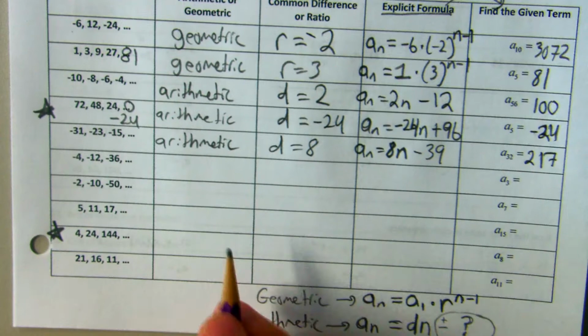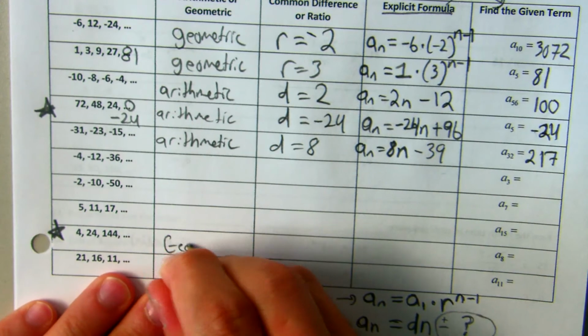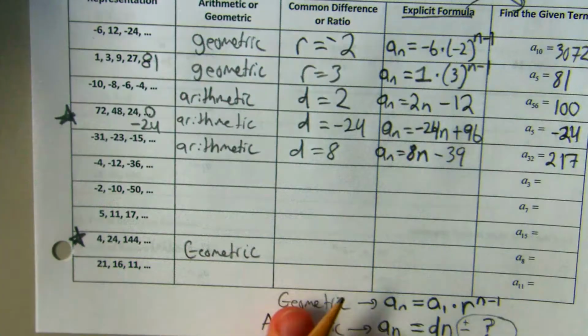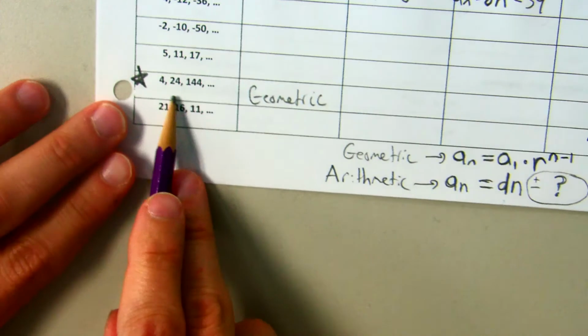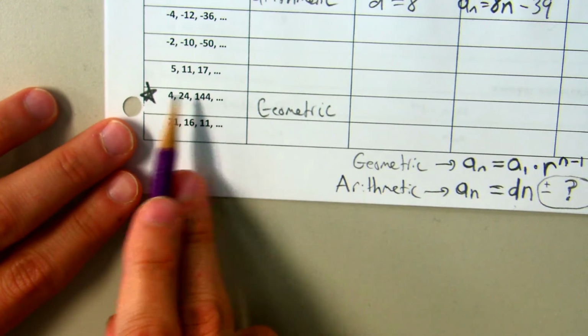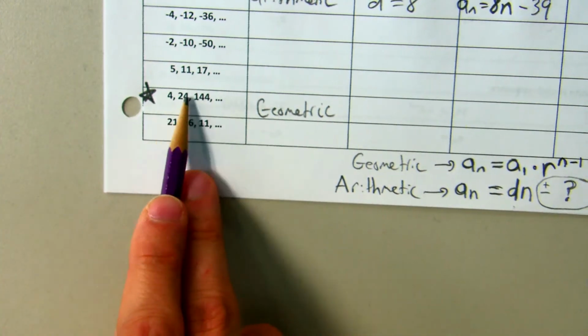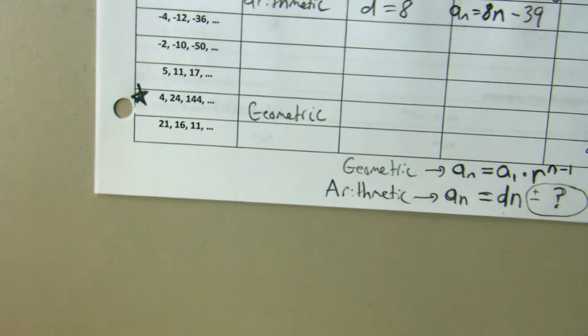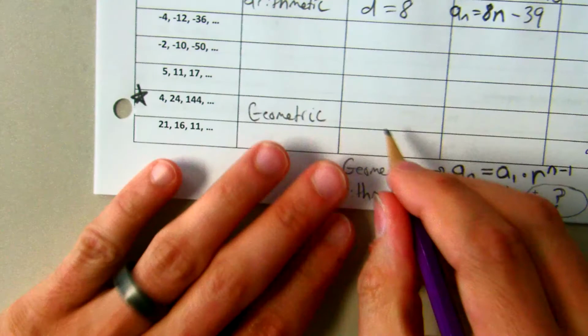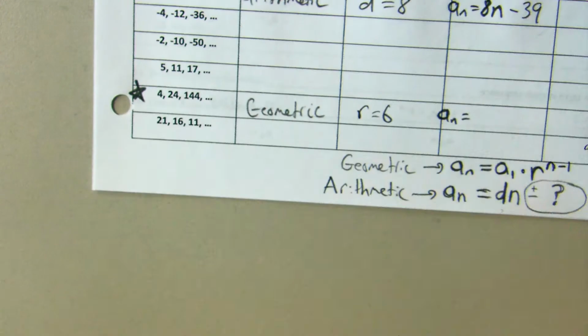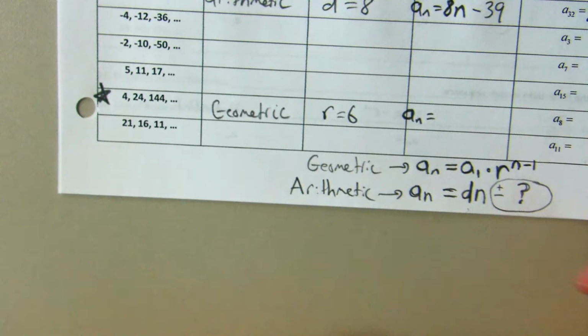Alright, down here, this one was geometric. Sometimes if you suspect that it's geometric, but you're not sure what the common ratio is, just take the second term divided by the first term, and that would be 6. And then you can see if this is times 6, is this times 6? Okay.